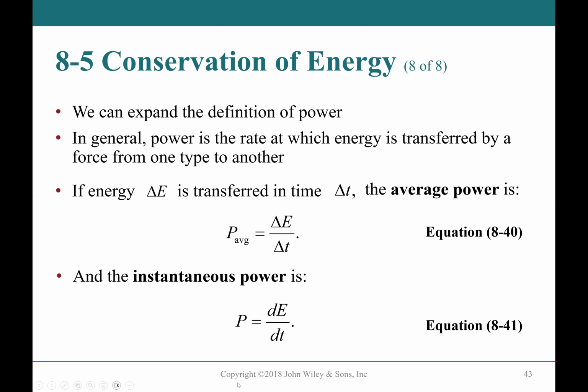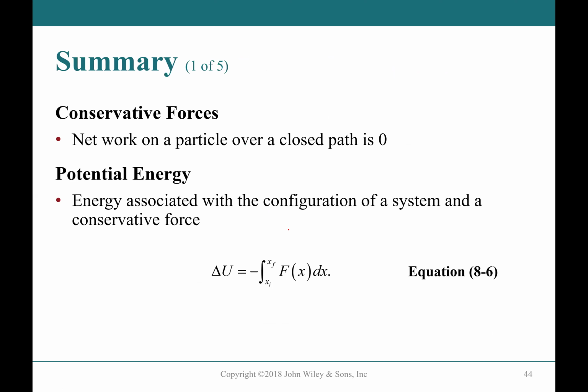Okay, and then we have power. We also know this already. We can expand the definition of power. So in general, power is the rate at which energy is transferred by a force from one type to another. So if we have energy transfer or energy change, average power will be equal to delta E, so change of energy divided by change in time, okay? And instantaneous power is you taking the time derivative of your change in total energy, okay? So this is chapter 8, okay?